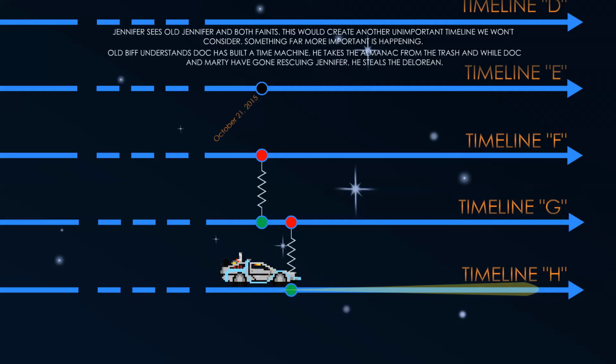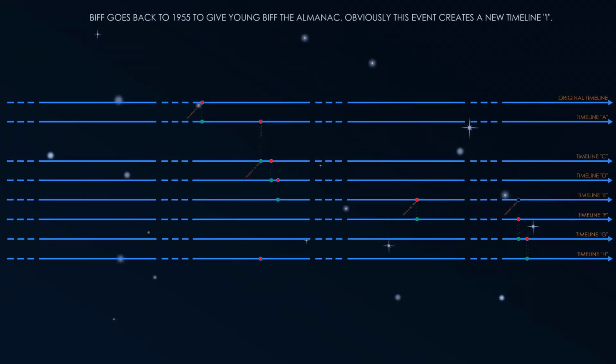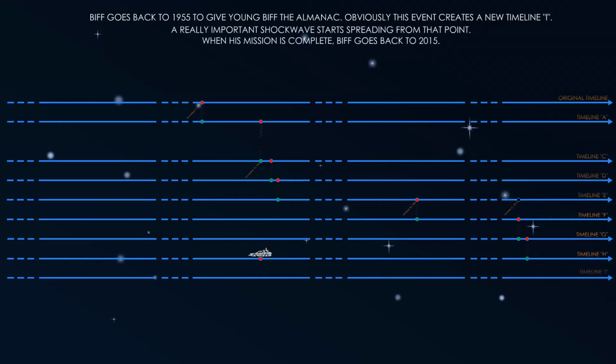He takes the almanac from the trash, and while Doc and Marty have gone rescuing Jennifer, he steals the DeLorean. Biff goes back to 1955 to give young Biff the almanac. Obviously, this event creates a new timeline, I. A really important shockwave starts spreading from that point. When his mission is complete, Biff goes back to 2015.